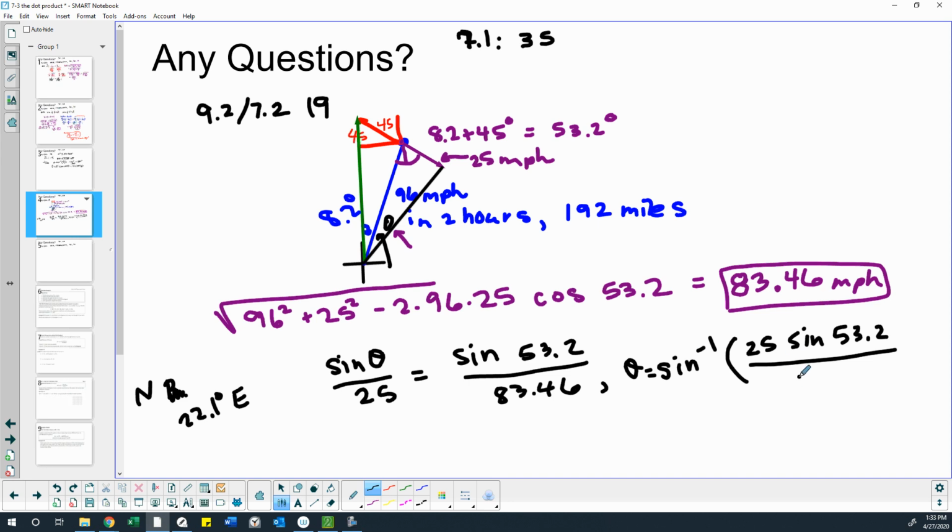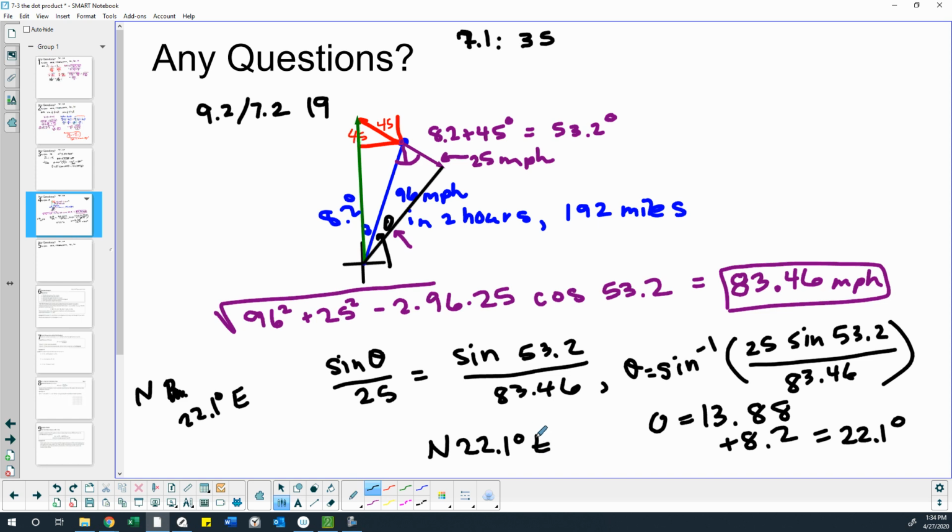Okay, so then that would divide by 83.46. Put that in our calculator. So inverse sine of 25 times the sine of 53.2 divided by 83.46. Close those parentheses. And I got 13.88. So that would be this angle in here. So we would add that to the original angle 8.2. So 13.88 plus 8.2 is 22.08, or that would round to 22.1 degrees. So there's our answer. North 22.1 degrees to the east.